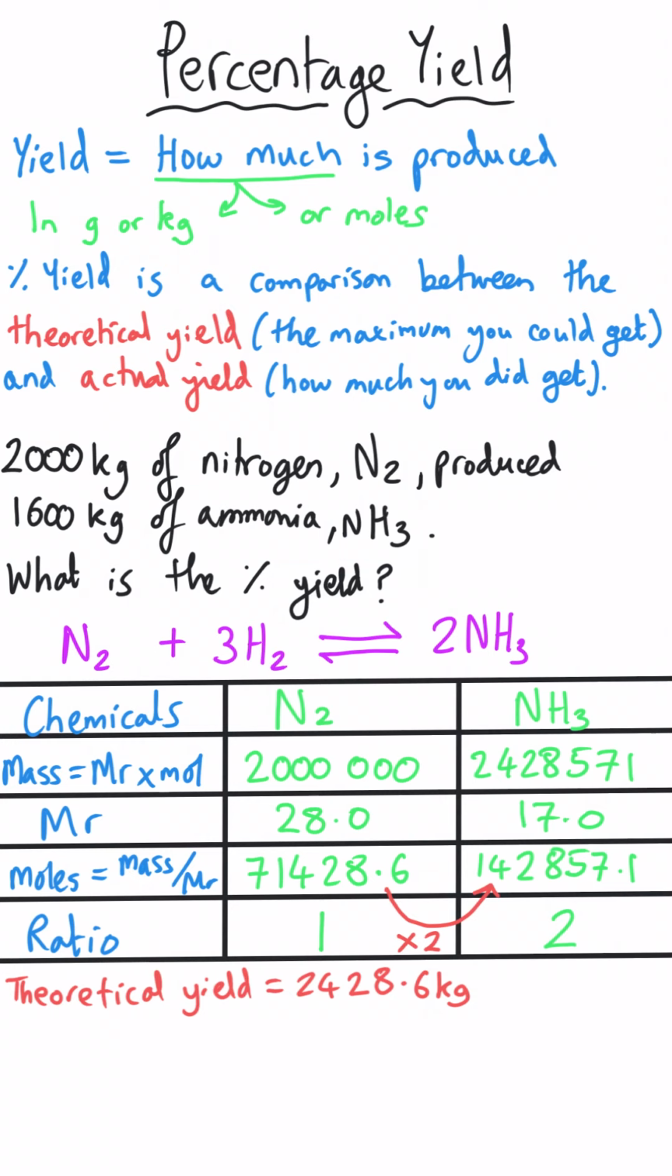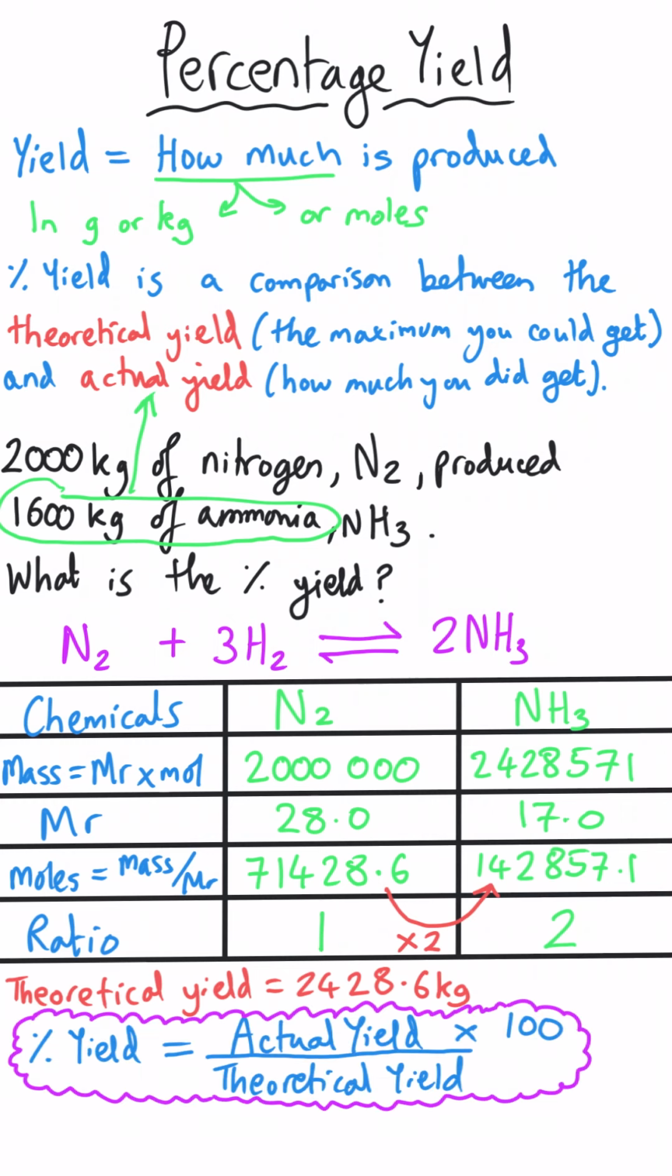However, we are told that only 1,600 kilograms of ammonia was produced. So this is the actual yield. So this is how much we did get. So we could have got 2,428 kilograms of ammonia, but we only got 1,600 kilograms. So to calculate the percentage yield, you do your actual yield divided by your theoretical yield multiplied by 100.